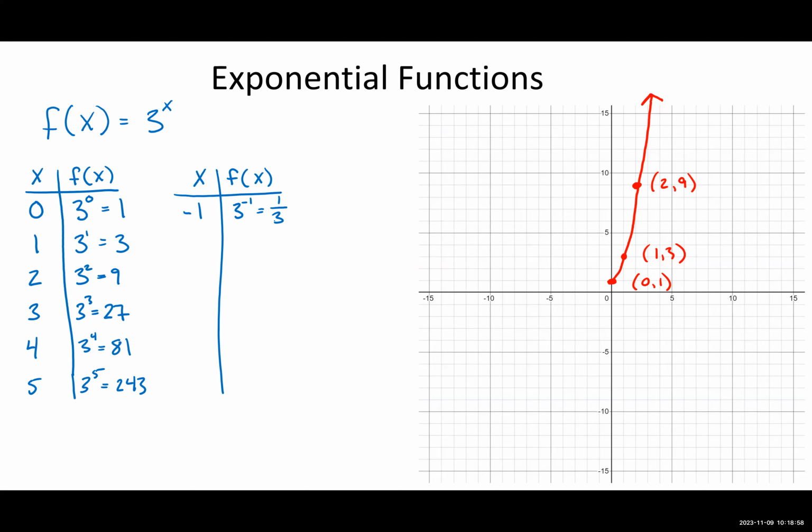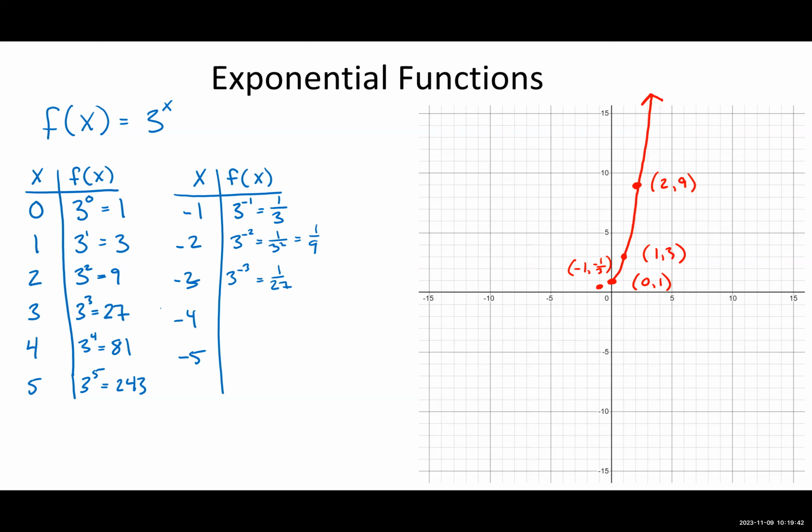Okay, so when x is negative 1, down here at negative 1/3. Negative 1 comma negative 1/3. All right, and let's just do the same numbers. Negative 2, negative 3, negative 4, and negative 5. So when x is negative 2, you get 3 to the negative 2 power, which is 1 over 3 to the second power, which is 1 over 9. When x is negative 3, you get 3 to the negative 3 power, which is 1 over 27.